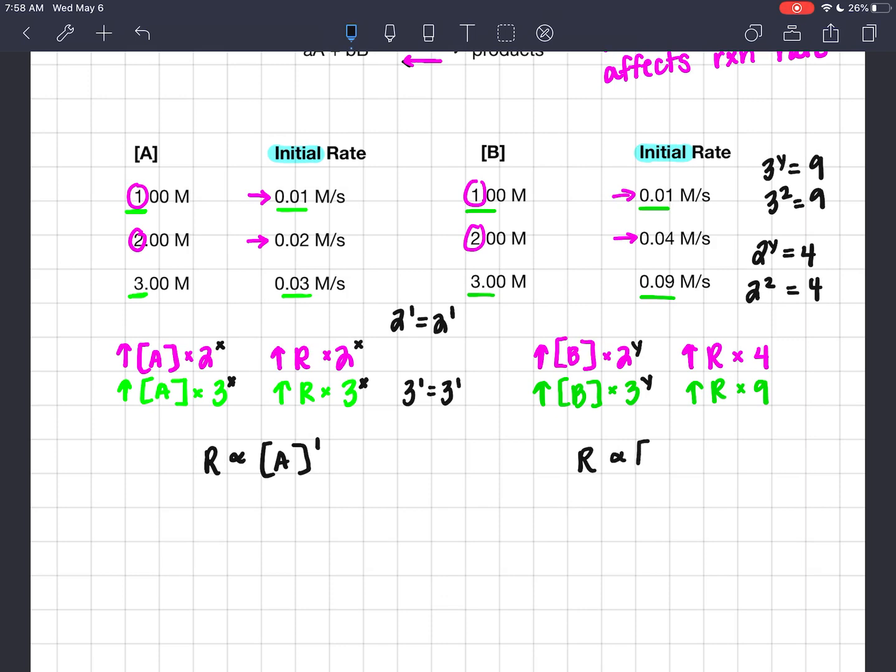So my relationship between the rate and the concentration of B is going to look a little bit different. The rate is directly proportional to my concentration of B squared. This is what my relationship is, because any factor I change B by, R is going to change by the same factor but squared. So how do we reconcile these two different equations? How do we create one good old-fashioned rate law?